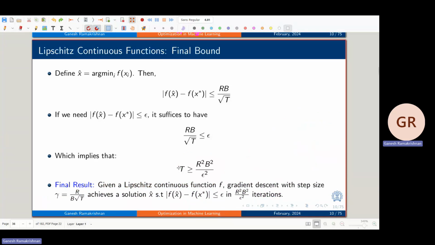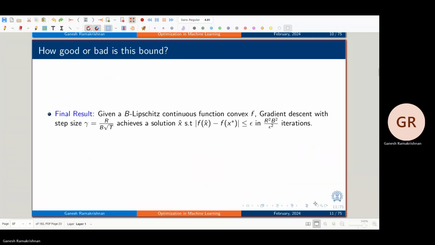But suffice it to say that given a Lipschitz continuous function, gradient descent with step size gamma equals R B by square root T achieves the solution x hat such that f of x hat minus f of x star is less than or equal to epsilon, in R square B square by epsilon square iterations. So the final result.